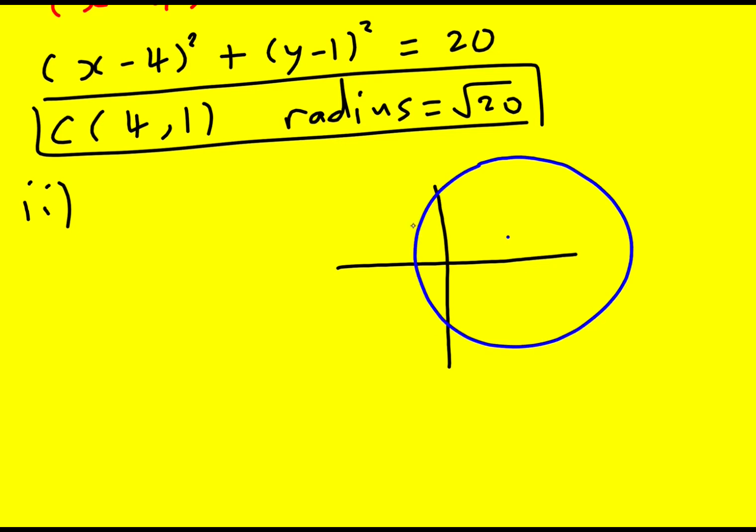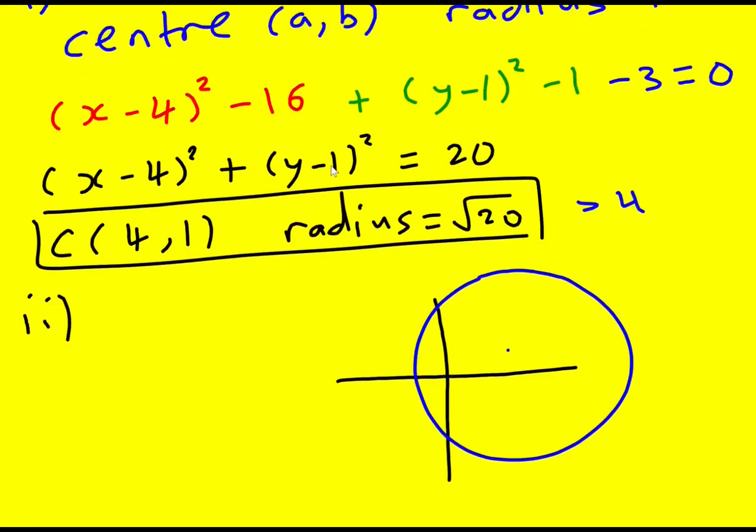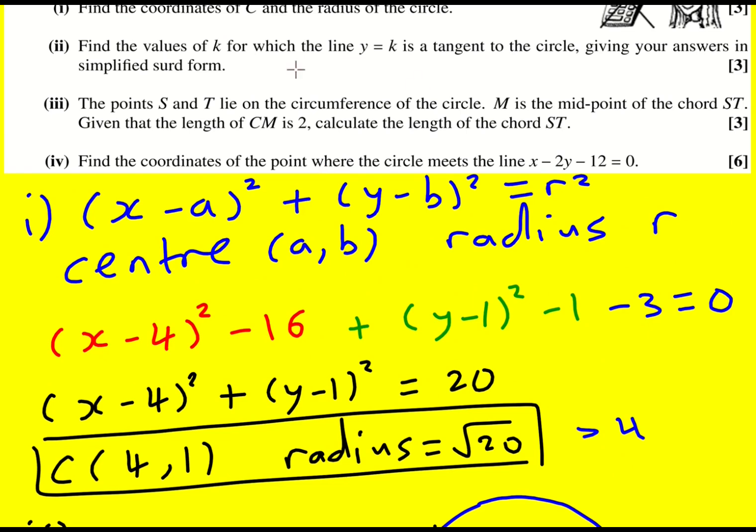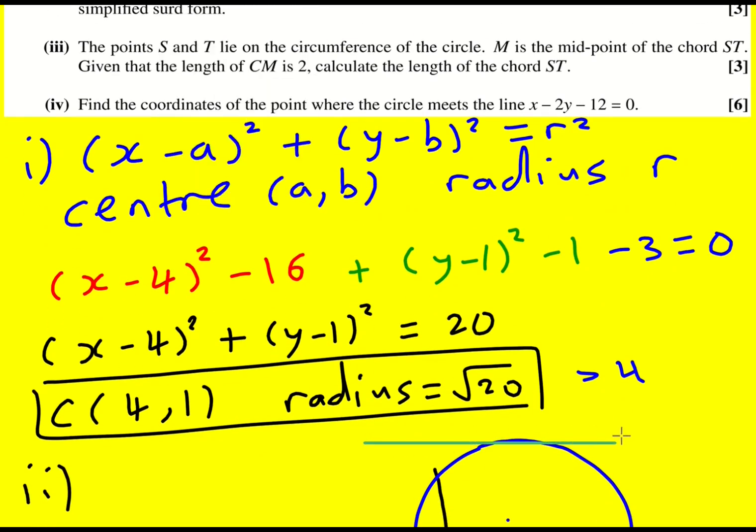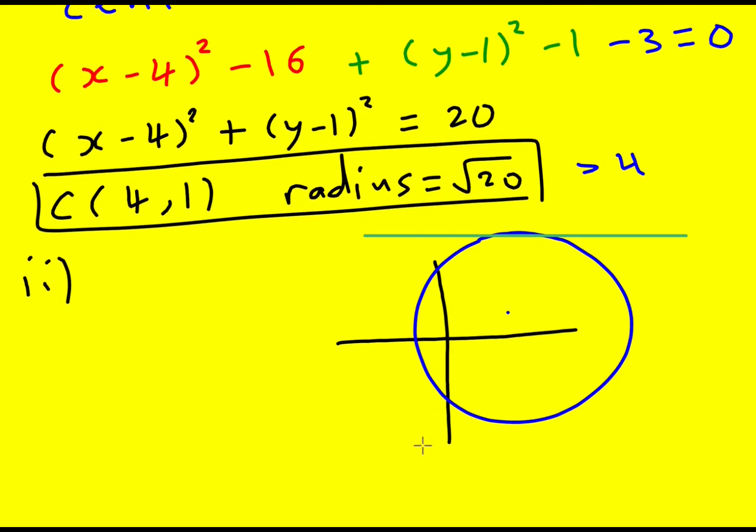Now, do I know that it goes through the axes? We can think about this. The radius is root 20, which is greater than 4. So it is going to go through this one on the left. It's not actually that essential, but I'll just try to draw it reasonably accurately. And then remember, we're talking about a tangent y equals k. So that is these parts here, this and also this.